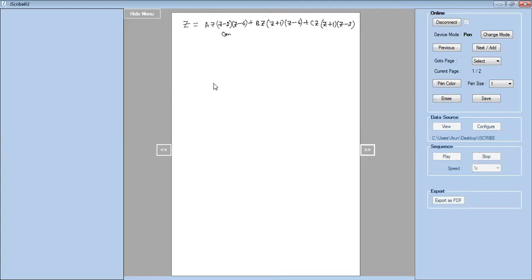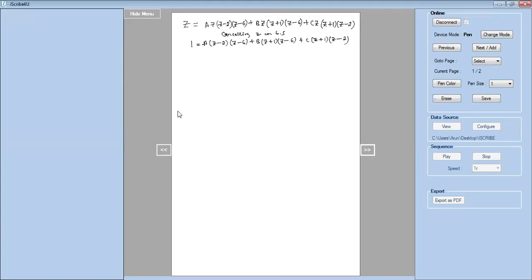Cancelling z on both sides, we get 1 equals a into z minus 2 into z minus 6 plus b z plus 1 into z minus 6 plus c z plus 1 into z minus 2. Right? So after cancellation, you get this expression. Now in this expression, find the values of ABC.